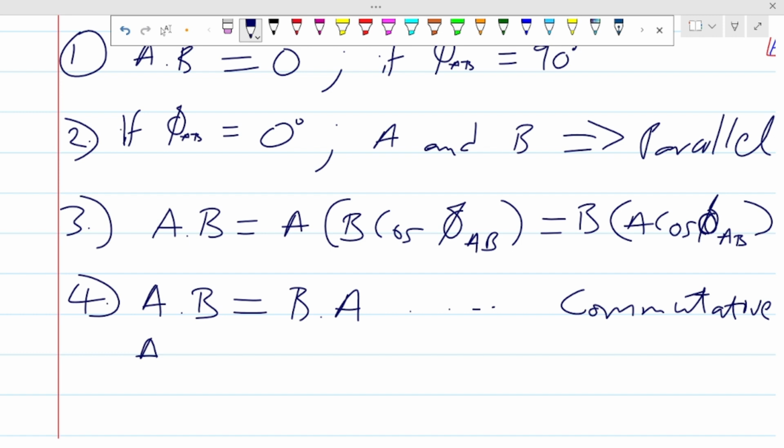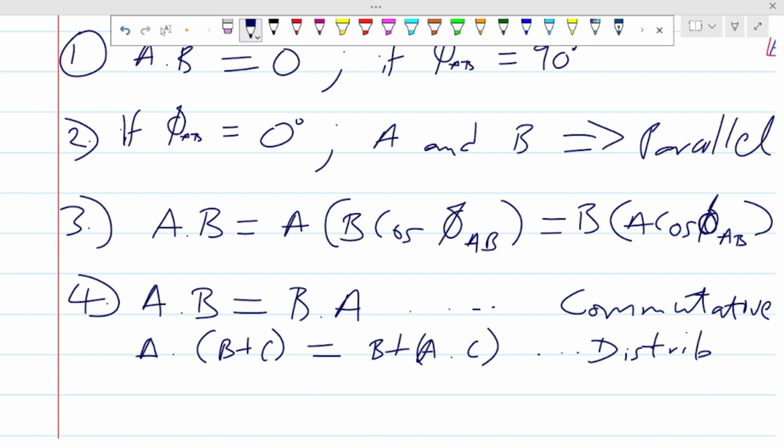Then for distributive, A dot, when I have B plus C, it's the same thing as saying A dot B plus A dot C. Okay, I'm sorry, I mean distributive. This is for distributive. Okay, so that's that.